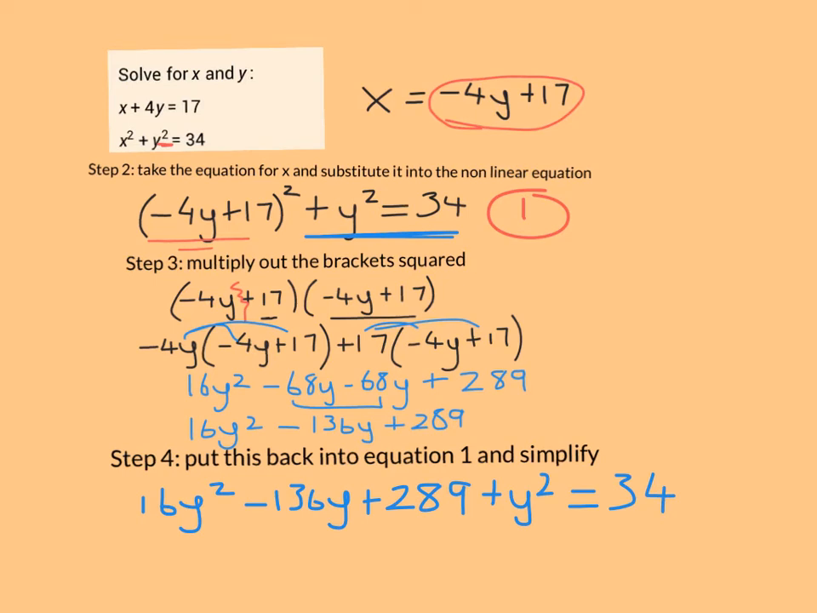Okay, now to simplify that, all I'm going to do is, so I have a 16y squared and a plus y squared, so that's going to give me 17y squared minus 136y, that doesn't change. And then I'm going to bring over this 34, it becomes minus 34, and what I'll get is plus 255, and that equals 0.